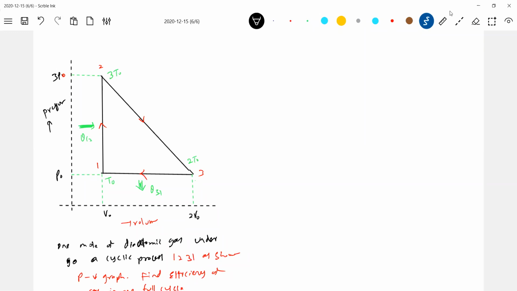Okay, now we have it like this. What should we calculate? First we'll do one thing. The area under the PV graph, what will we get? Net work done.